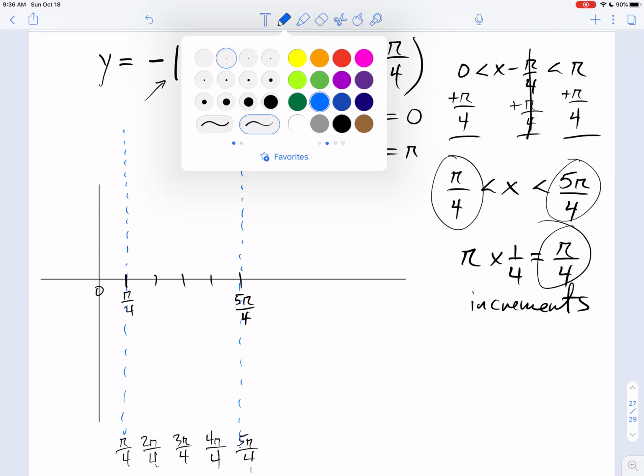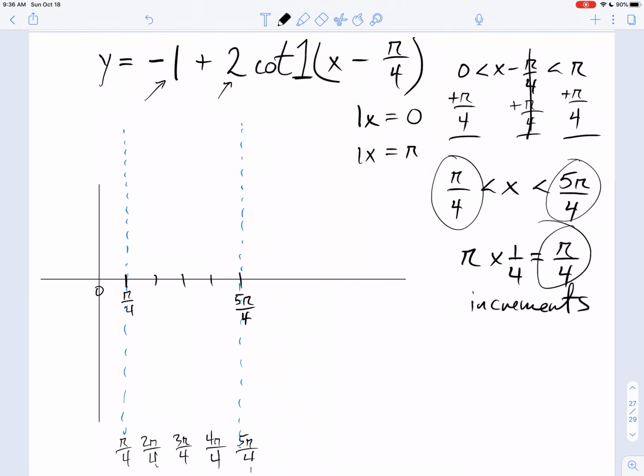I'm going to just go back in and fill in these blanks now. So pi fourths, then 2 pi fourths. Well, I'm going to call that pi over 2. 3 pi fourths I can't reduce, but 4 pi fourths, I can call that pi. And there's my asymptote, asymptote, 1, 2, 3 in the middle.